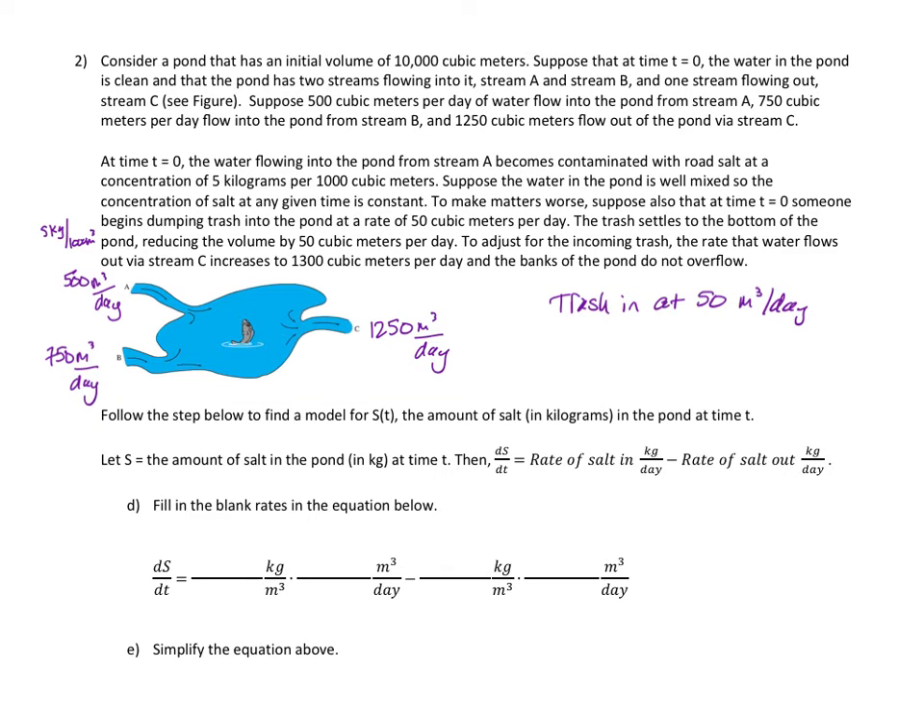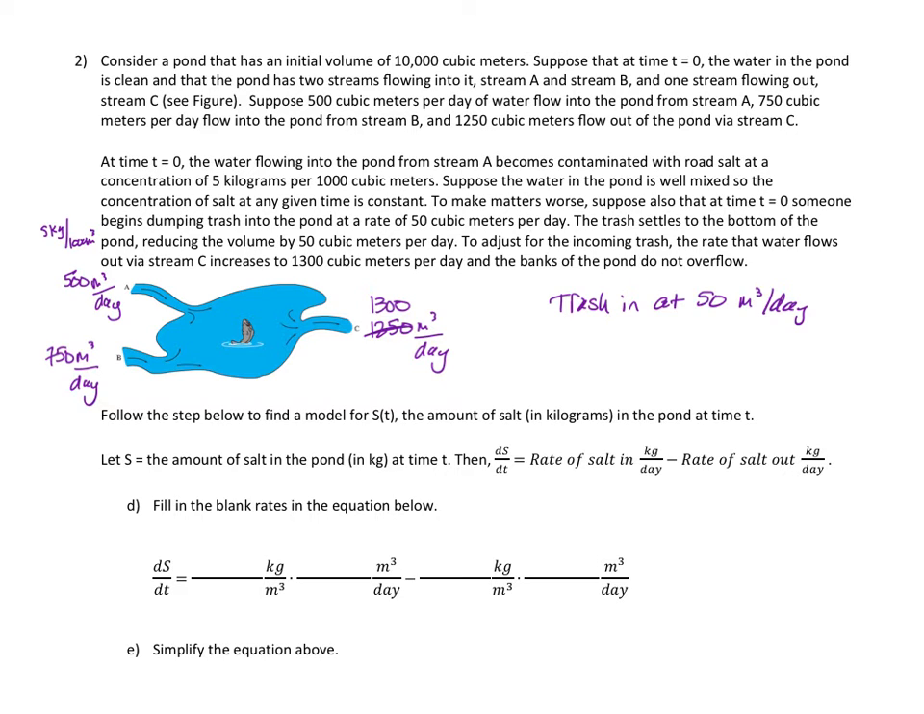And to adjust for the incoming trash, the rate that water flows out via stream C actually increases to 1,300 cubic meters per day. So the banks of the pond do not overflow. Okay, so we are going to set up a model to find S of t, the amount of salt in kilograms in the pond at time t.